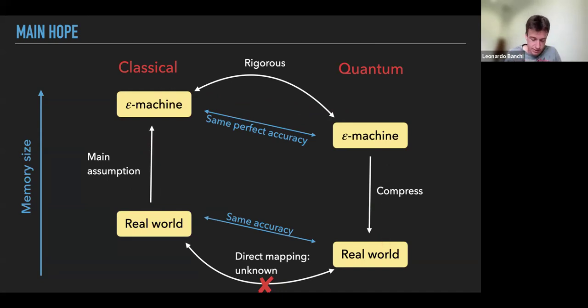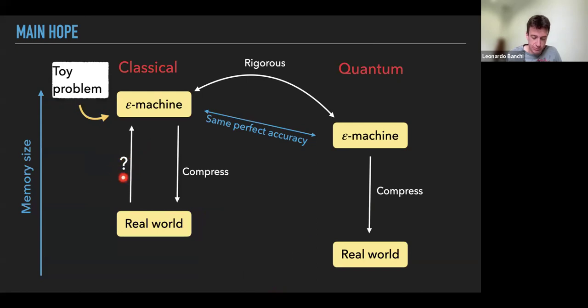Well, maybe. The big problem is that I really don't know how to make this mapping here. Given a real world problem, I don't know how to get an epsilon machine structure. There was some code on GitHub written, I think, by Crutchfield's group, but I didn't manage to use it; the code was broken, at least on my computer. So I started from another point of view: a toy problem that can be expressed as an epsilon machine.